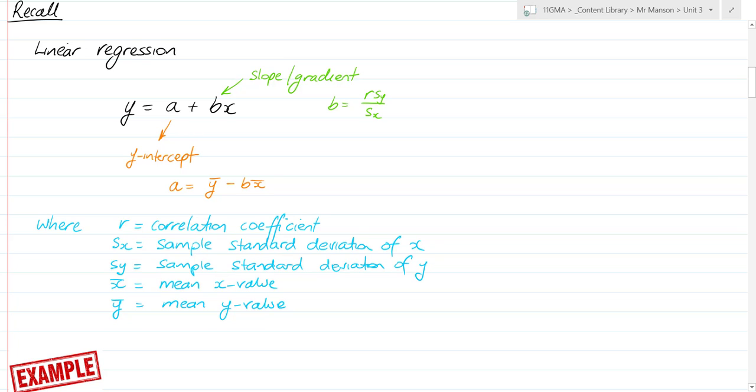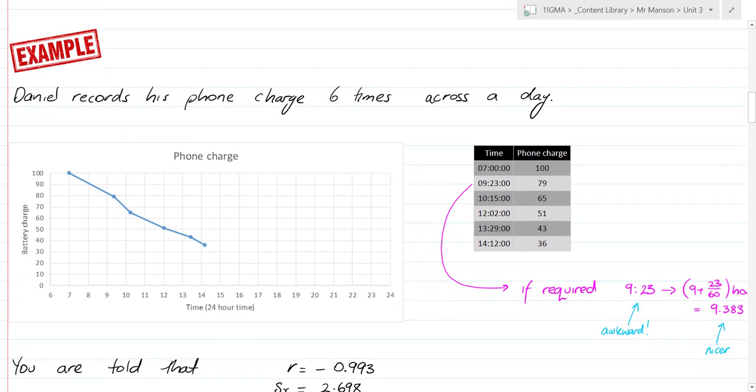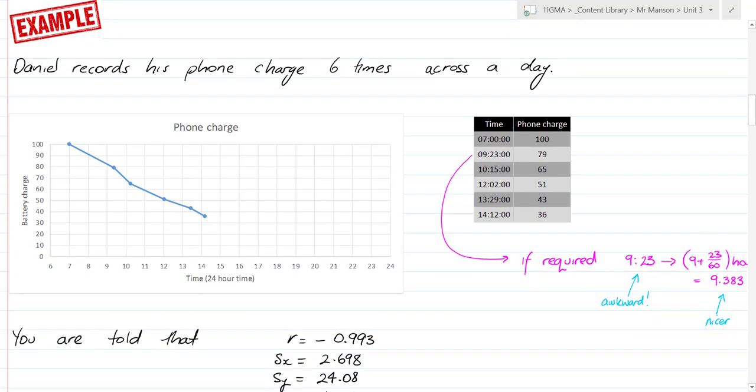Hopefully you can build linear regressions in various different forms, and also correlation coefficients to talk about the strength of the regression given different information, maybe data, or you might be given sx or sy, you might be able to use your calculator, you might not, etc. So here's an example, and I've deliberately chosen it to talk about a couple of things. Daniel records his phone charge 6 times across a day. There's my graph, and that's his phone charge from about 7 a.m. through to about 2:10, give or take.